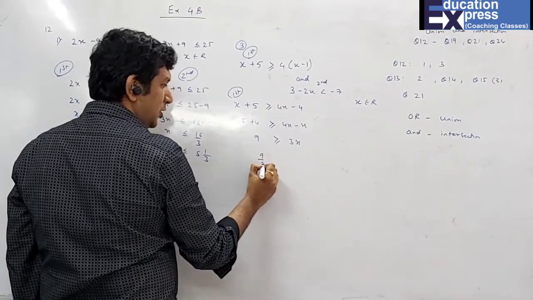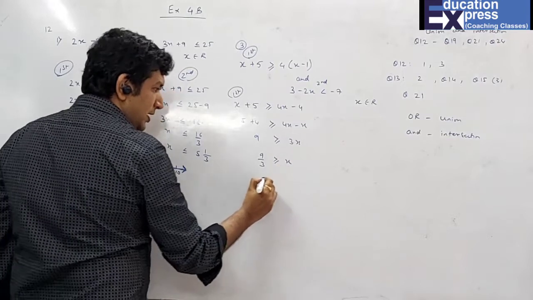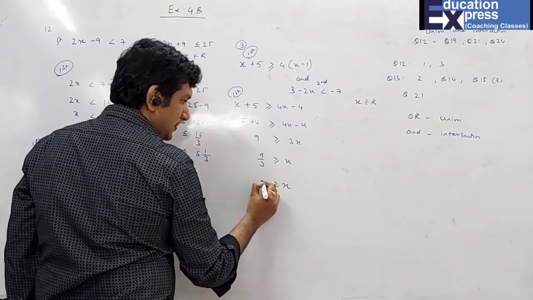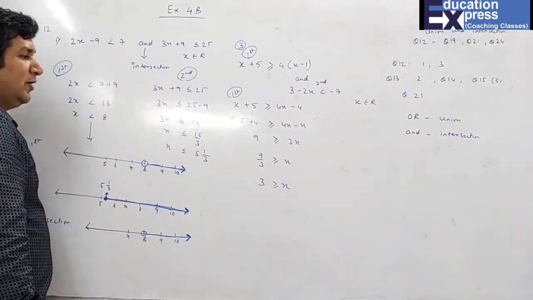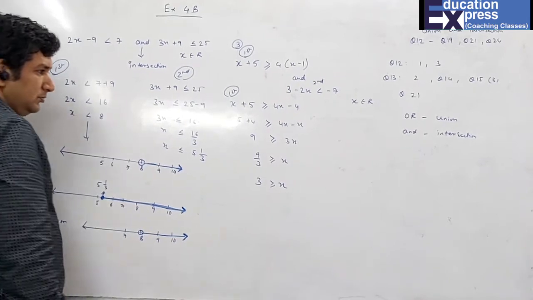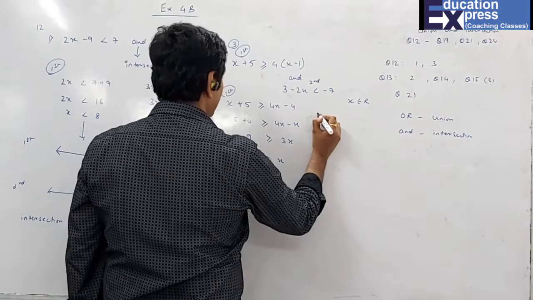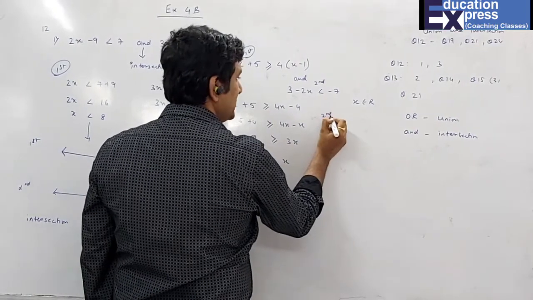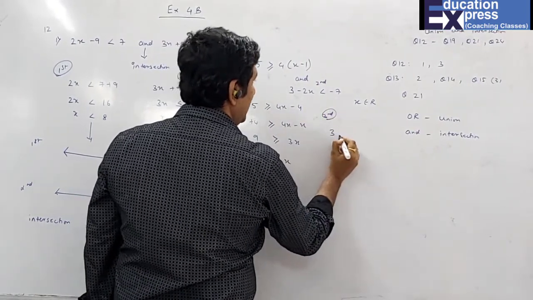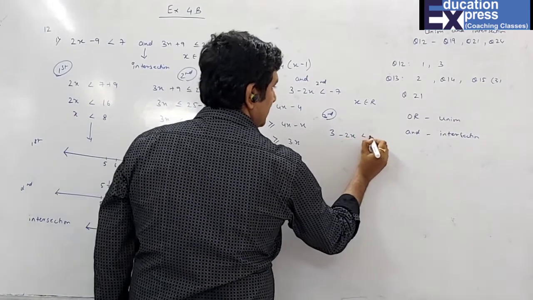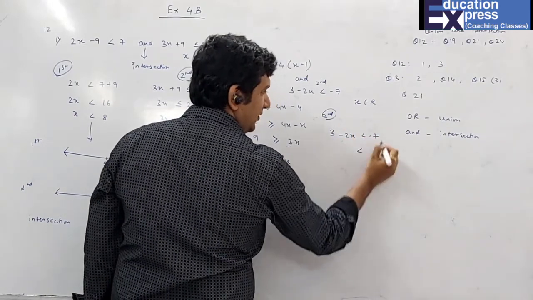So 9 upon 3, x is less than or equal to 3. So now the second part, this was for the first, for the second, 3 minus 2x. 2x is negative, I have to make it positive.